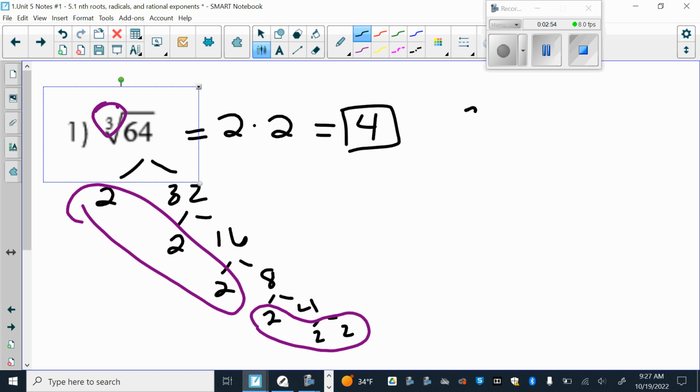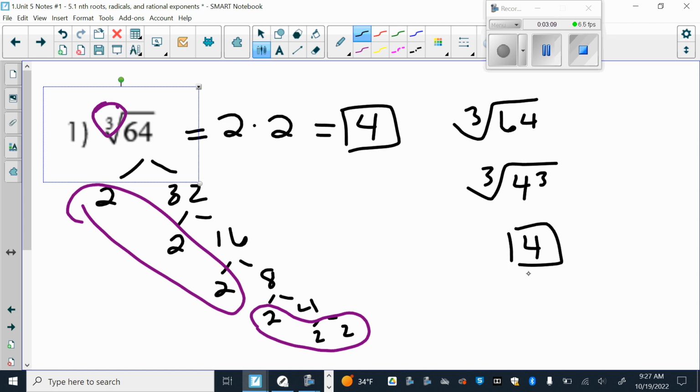If you're very good with perfect cubes, you might have noticed that 64 is 4 to the third power, which is why the cubed root of 64 was 4. But it's not always easy to see that, which is why we have the factor trees to help us out. So let's go ahead and do example number 2.